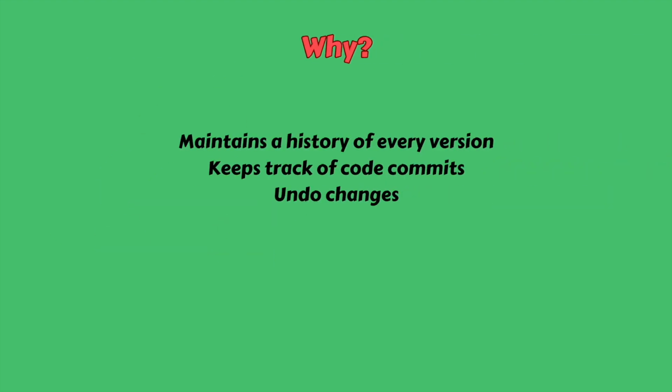So in short, why do we use Git? Git maintains a history of every version. Git can tell us who committed which part of the code and when they committed it. We can undo changes easily.